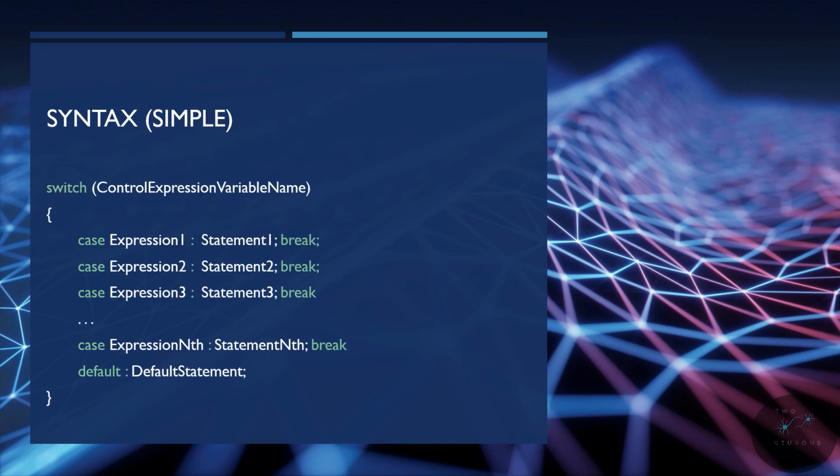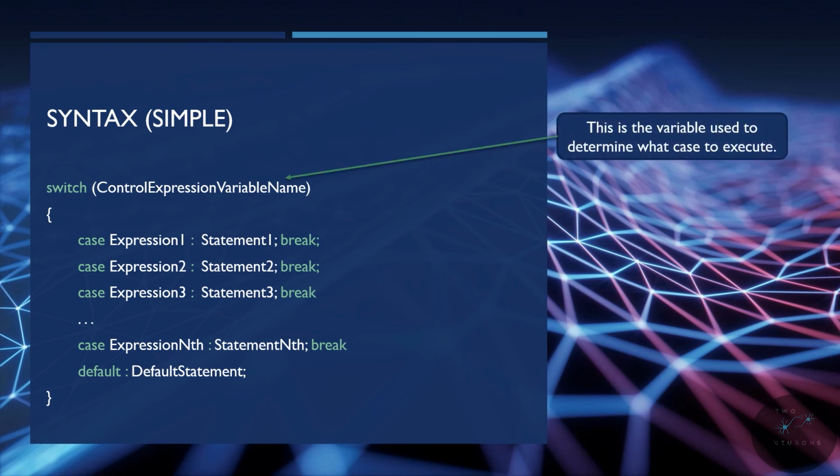All right, let's go over a simple syntax structure. So you see we have our switch keyword followed by something I've called a control expression variable name. This control expression variable name is the variable used to determine what case to execute. And we'll talk more about what you can put in there, but it's just the name of a variable that we're calling. And based on what that evaluates to, a different case will be executed.